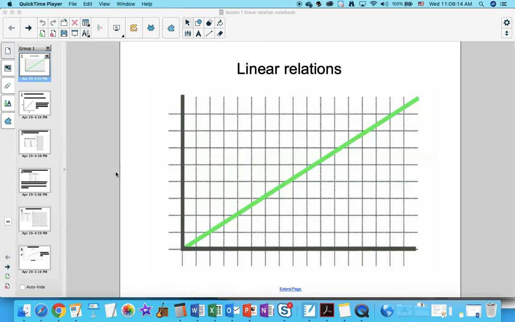Hi, if you're watching this video, you're watching the first lesson in linear relations. In this unit, we'll be talking about how math can be used to draw graphs and lines. Now, this unit may at first sound a little easy, but it's actually quite challenging.